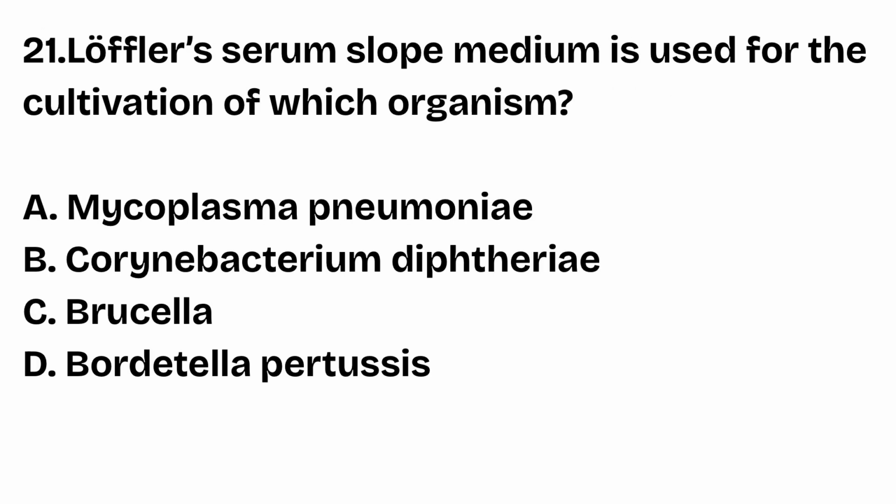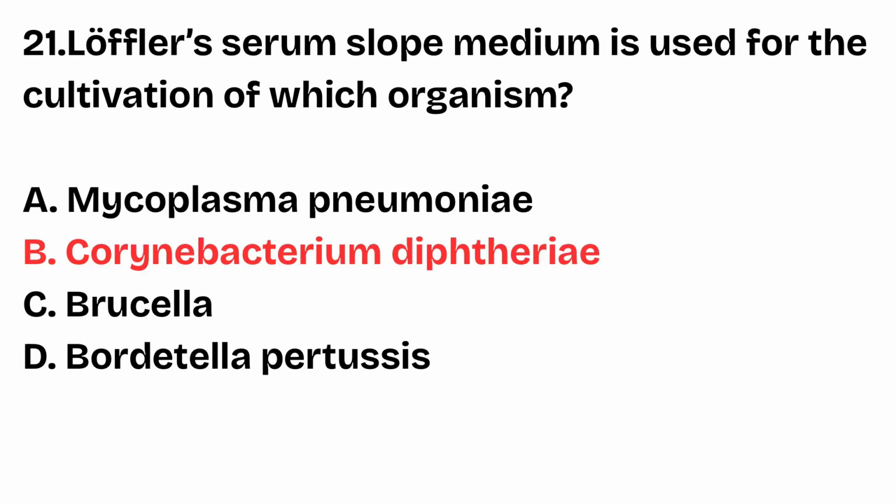Question number 21. Loeffler's serum slope medium is used for the cultivation of which organism? Mycoplasma pneumoniae, Corynebacterium diphtheriae, Brucella, Bordetella pertussis. The right answer is option B, Corynebacterium diphtheriae. Loeffler's serum slope enhances metachromatic granule formation in Corynebacterium diphtheriae. This helps in rapid identification.